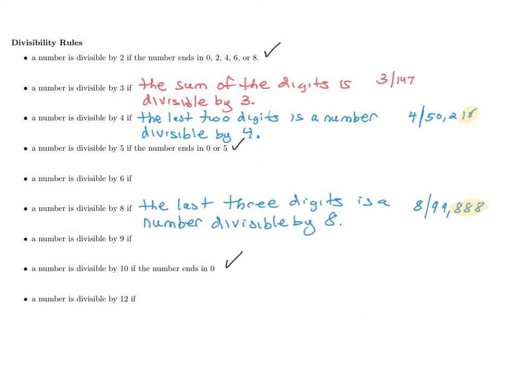147. The reason I know that this is true is if you take 1 and you add 4 and you add 7, that is, if you add the digits in this number, the result is 12. Well, 3 divides that. It divides 12. If 3 divides the sum of the digits, then it must divide the number as well.